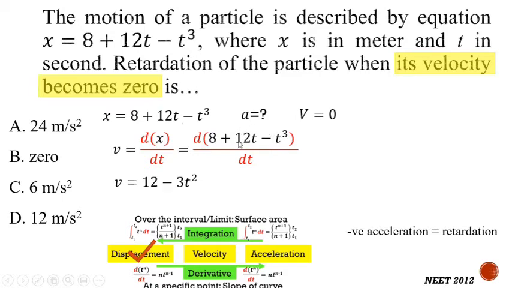So derivative of 12t is 12 and t cube is 3t square. Then this condition we will use here, and this equation will be equal to 0. So after putting this equal to 0, we will find out the time, because only time is unknown here. So 3t square equal to 12 and it gives t equal to 2 seconds. This is the time at which we need to find out the acceleration.